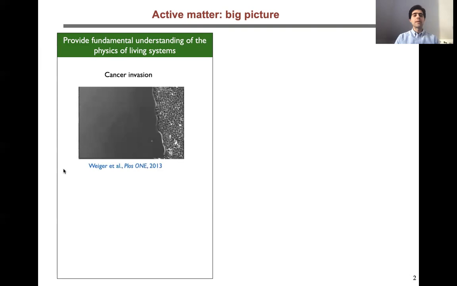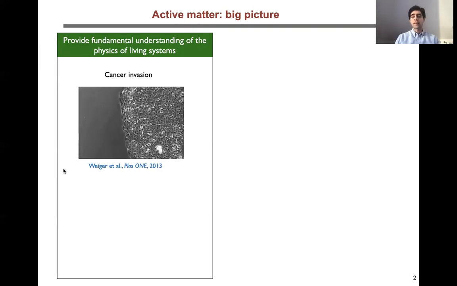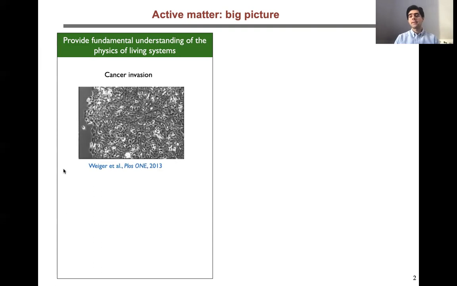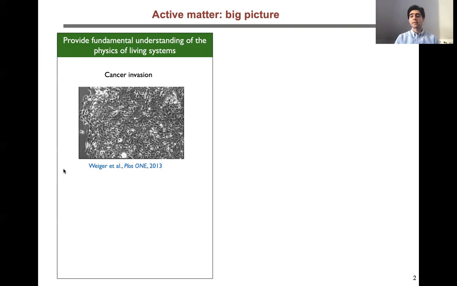For example, we now know in cancer invasion, at least in humans, that when cancer invades, in more than 90% of the times, it does it collectively. And when it does it collectively, we can see that we are dealing with an interface between an advancing active matter, here a cell colony, and the surrounding that we need to capture.